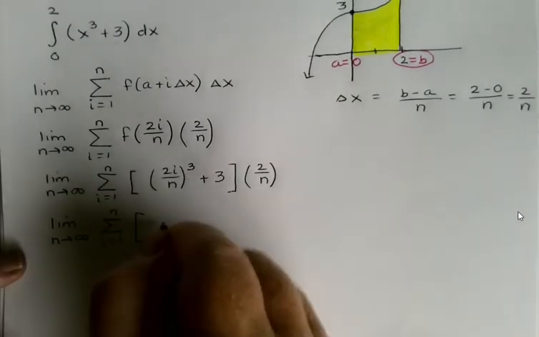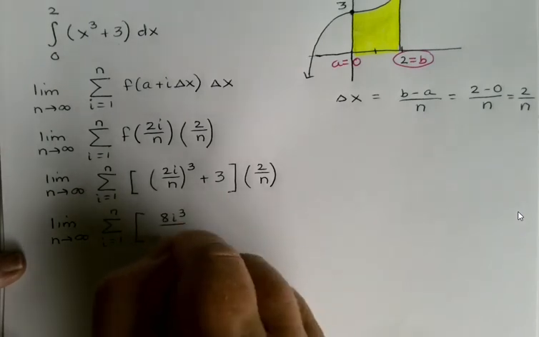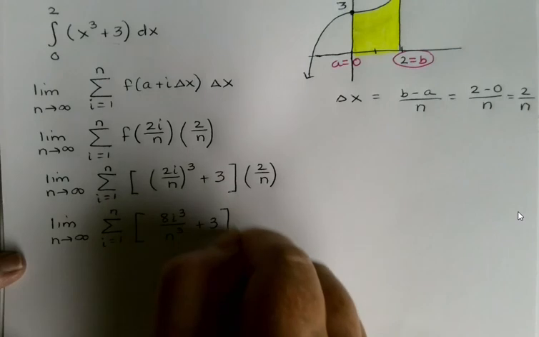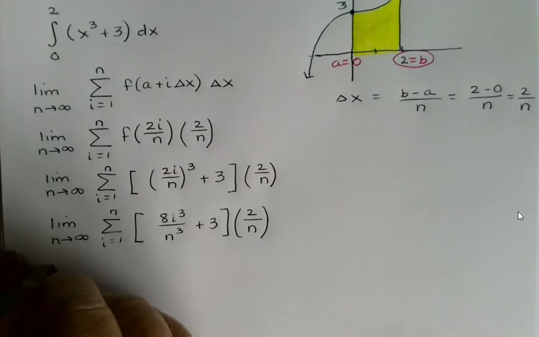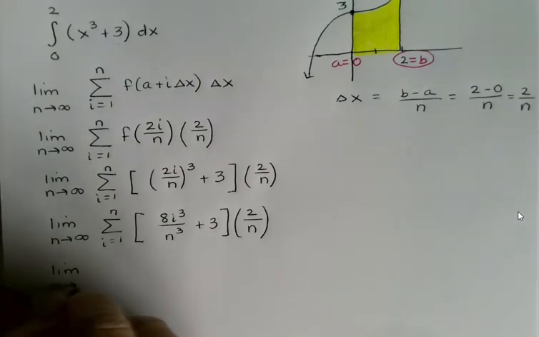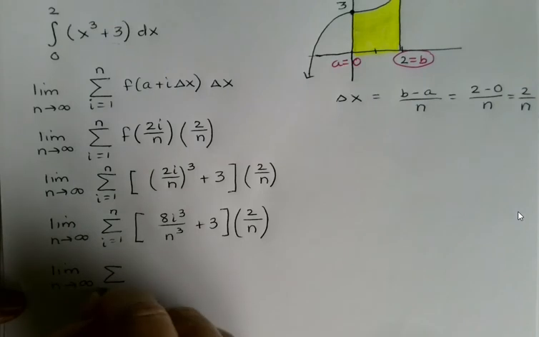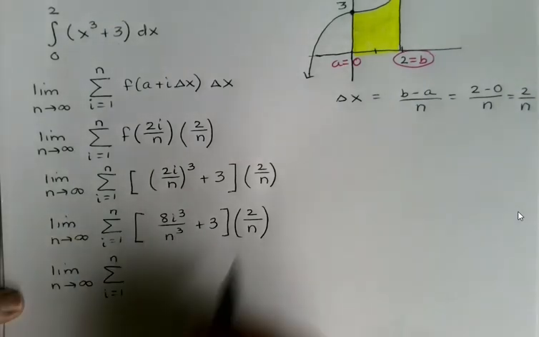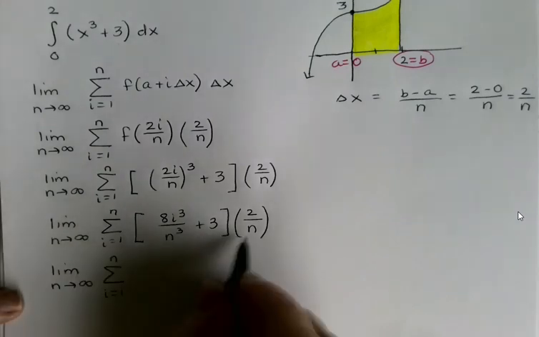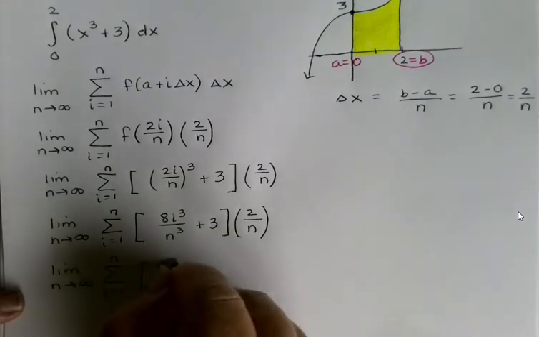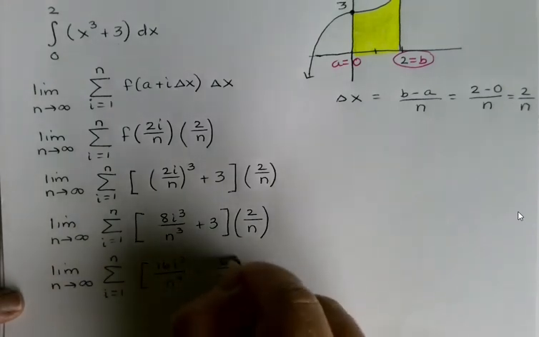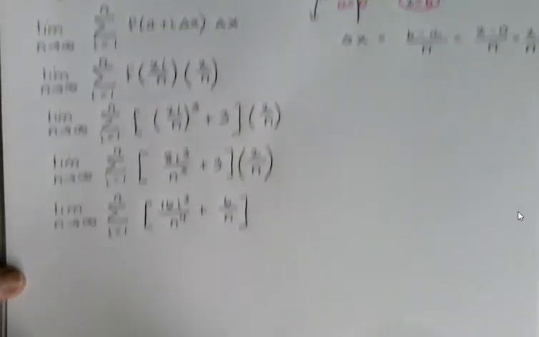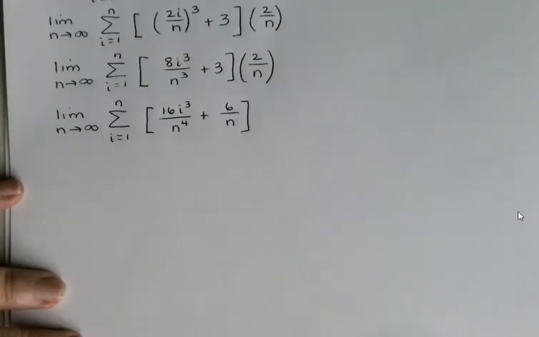So I've got 8i cubed over n cubed plus 3 times 2 over n. And when I distribute, I'm going to get 16i cubed over n to the 4th plus 6 over n. All right, everything's all simplified, and I'm ready to bring in my sum formulas.